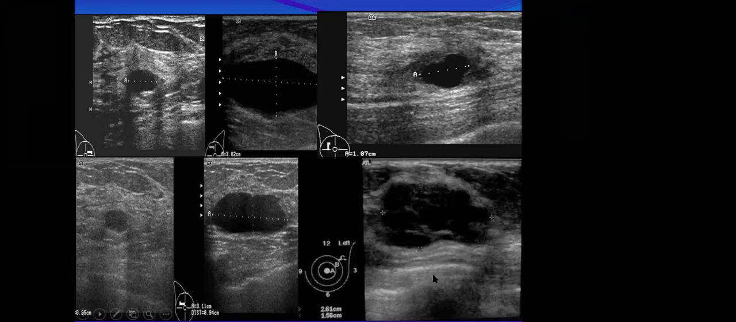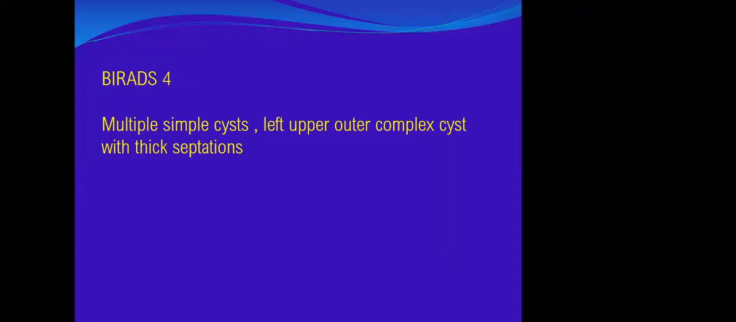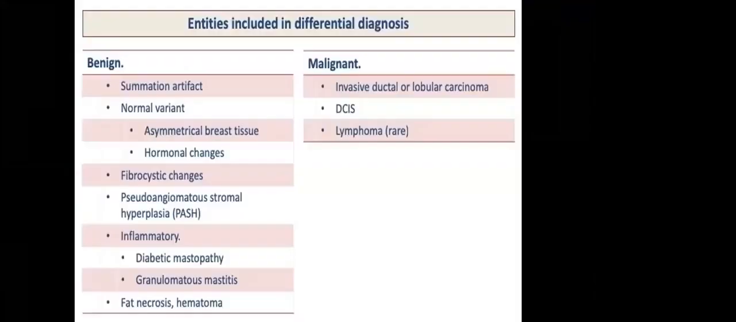So this is the left breast. The right breast is BI-RADS 2, but the left breast is BI-RADS 4. So the patient has multiple simple cysts, but a left upper outer complex cyst, so the patient will be BI-RADS 4.